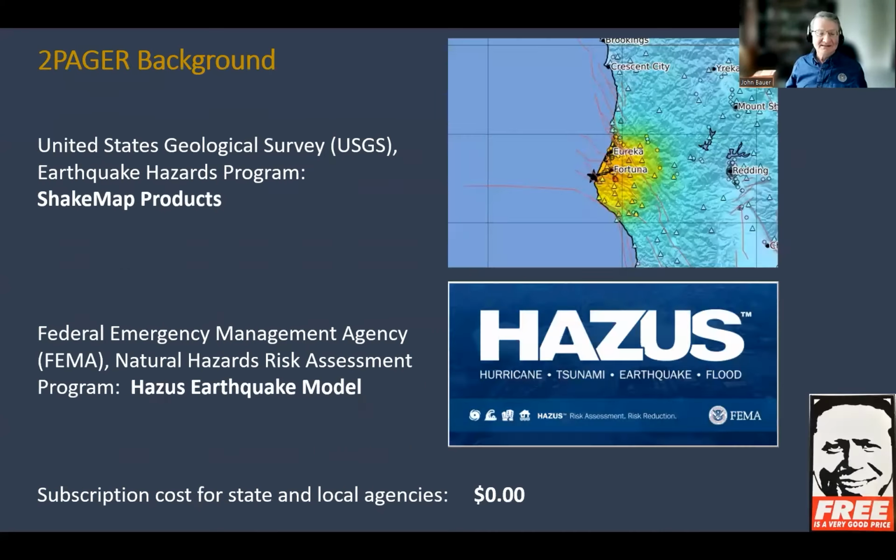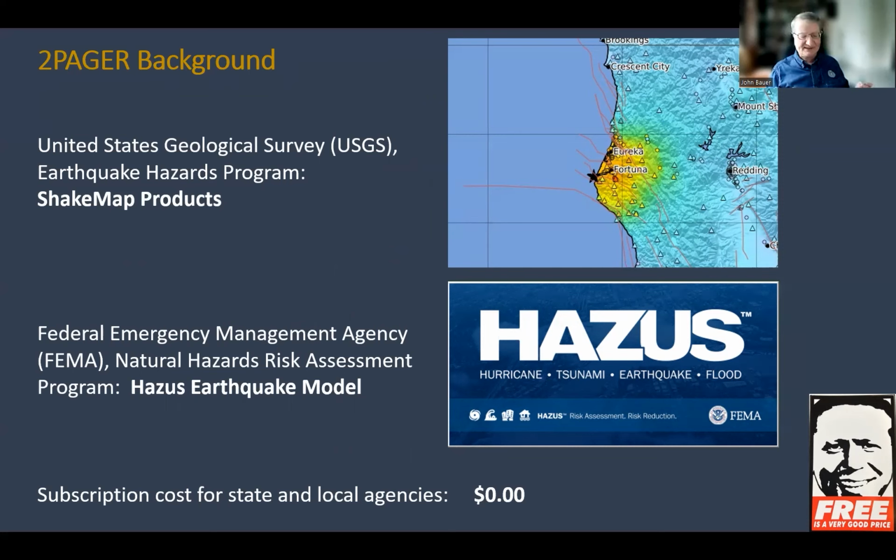So some background. This is a marriage of what I would call the core competencies, capabilities of two federal agencies, the United States Geological Survey and FEMA, specifically the Shake Map products from USGS, and in FEMA, the NHRAP program supports the HAZUS model. And in here, we're going to be talking about the HAZUS earthquake model. HAZUS, you may have heard or used in pre-planning or pre-event planning, and that's its typical usage. So here we're using it after an event has happened. And this has been done already.